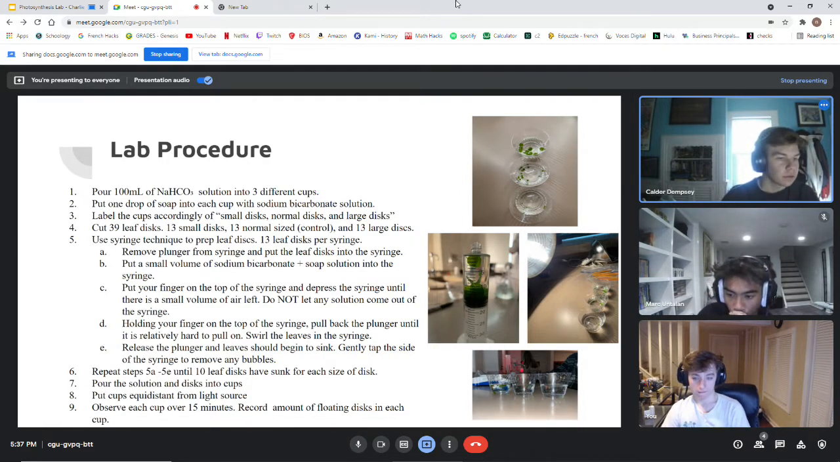Our sixth step is to repeat the fifth step until 10 leaf discs have sunk for each size of disc. And then our seventh step is to pour the solutions and discs into cups. Our eighth step is to put cups equidistant from the light source, and then our ninth is to observe the cups over a course of 15 minutes, and record the number of floating discs in each cup.